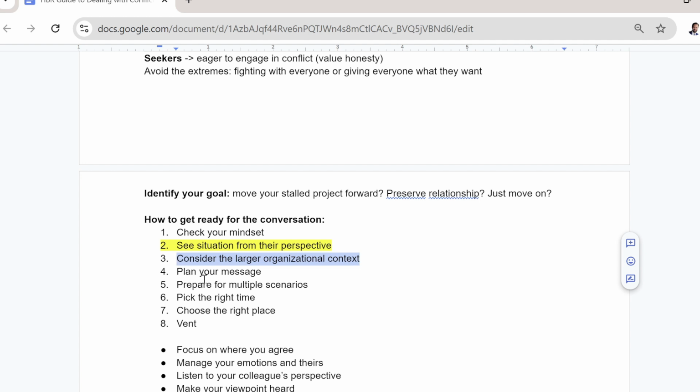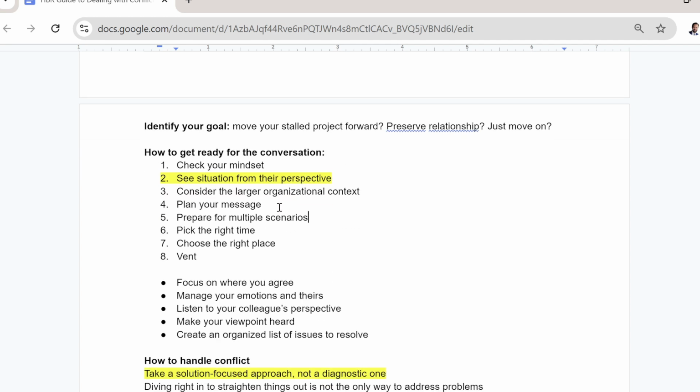Consider the larger organizational context. So a lot of times when we have negative emotions, we're thinking very narrowly, we have tunnel vision, but if we see the bigger picture, it helps us have better perspective and control our emotions better. 4, plan your message. 5, prepare for multiple scenarios because you don't know how it's going to go.